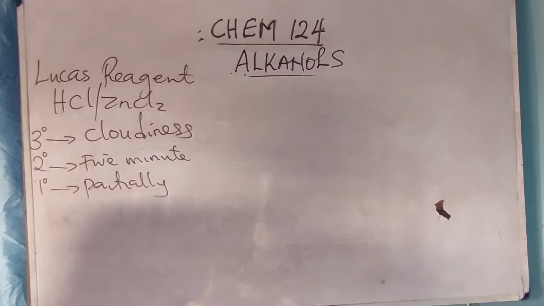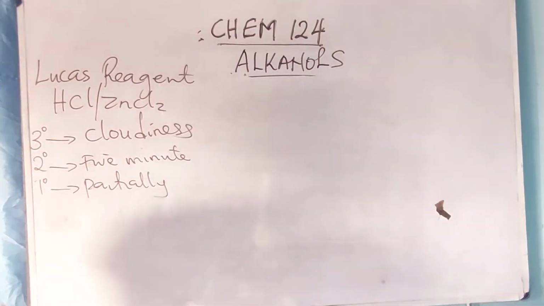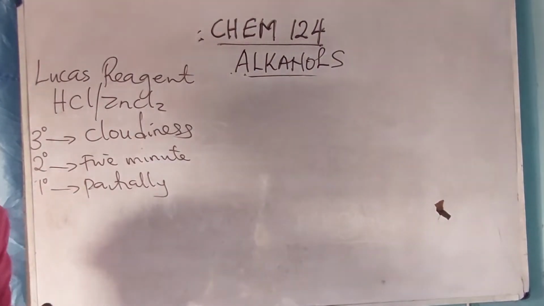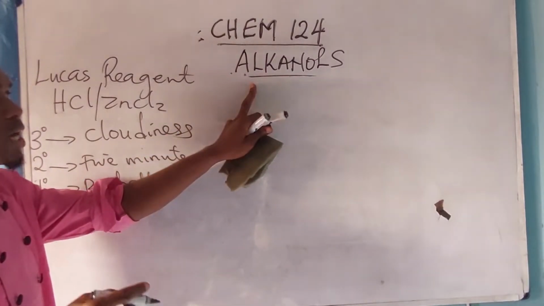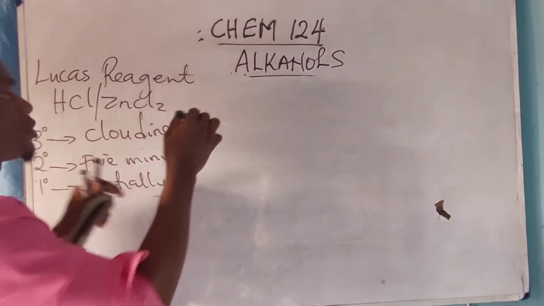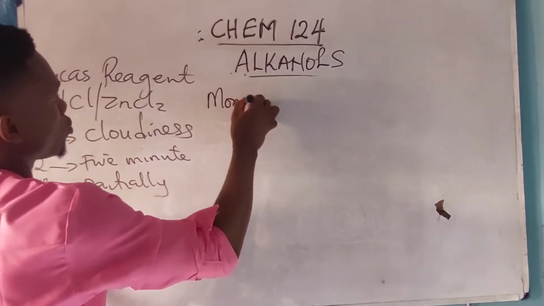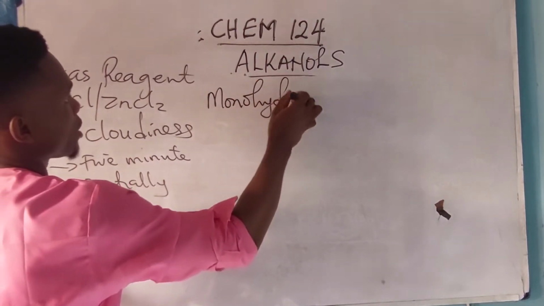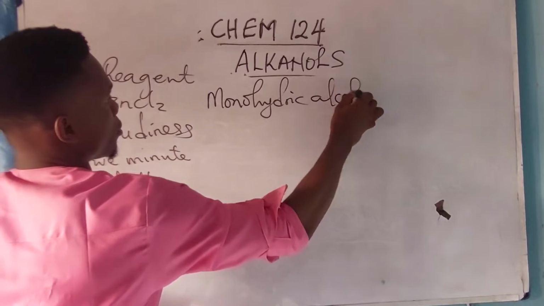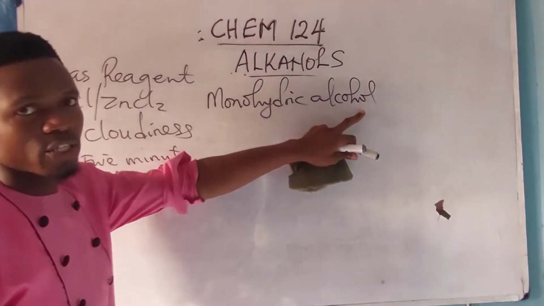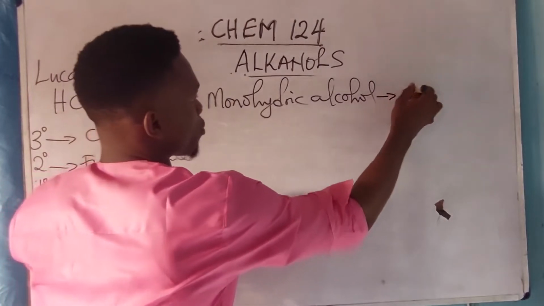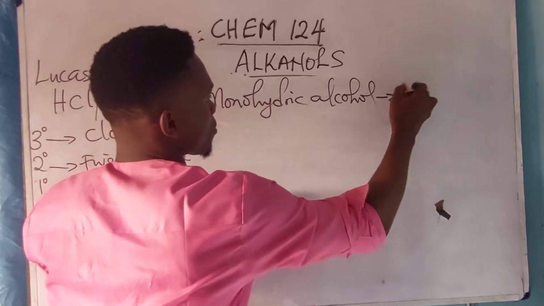Now we have different types of alkanols based on the number of OH present in the molecule. An alkanol having just one OH is called a monohydric alcohol. A good example is ethanol.